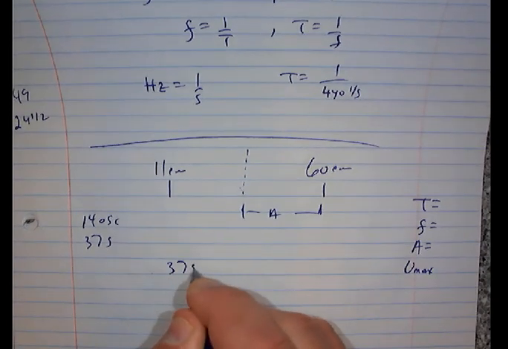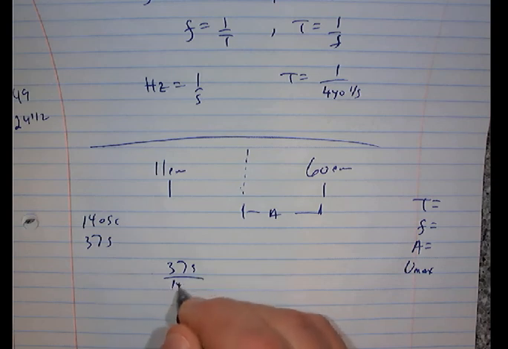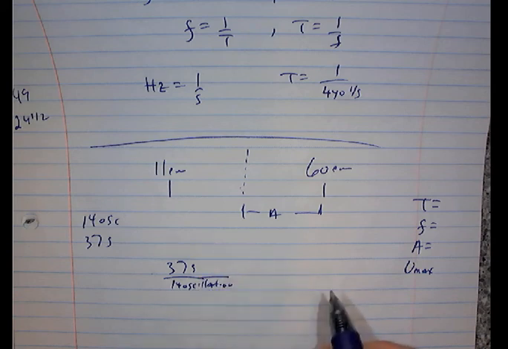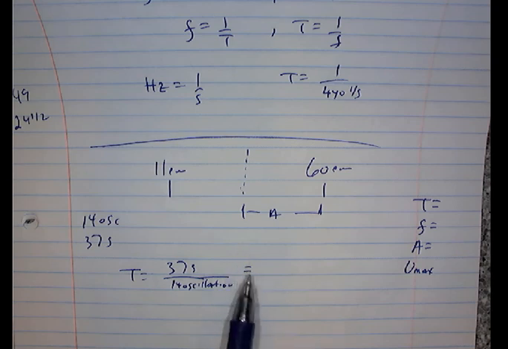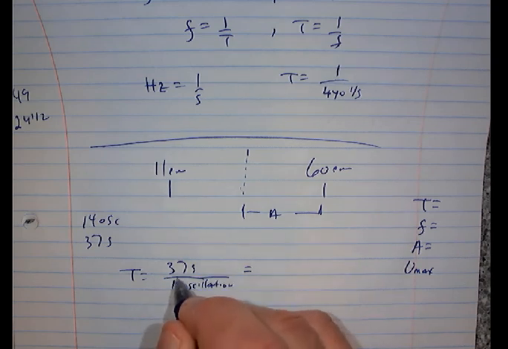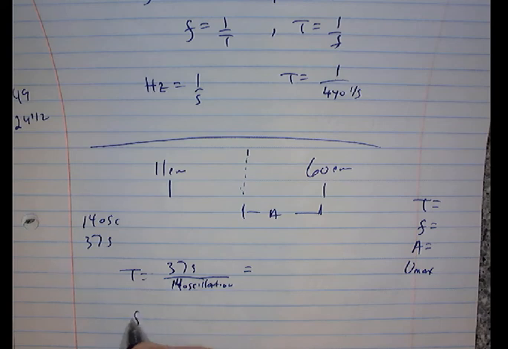So it takes 37 seconds for 14 oscillations. This will give us the amount of time for just one oscillation. So that's what the period is, the time for just one. So 37 divided by 14. The frequency is 1 over the period. Once you have the period, you can get the frequency. That's part B.